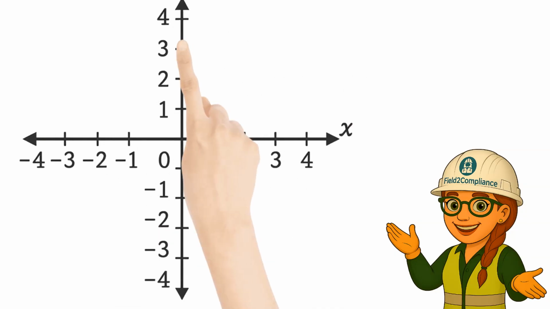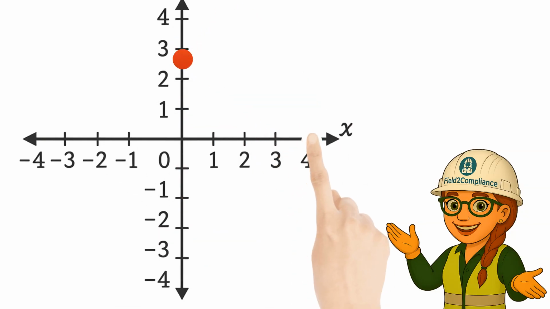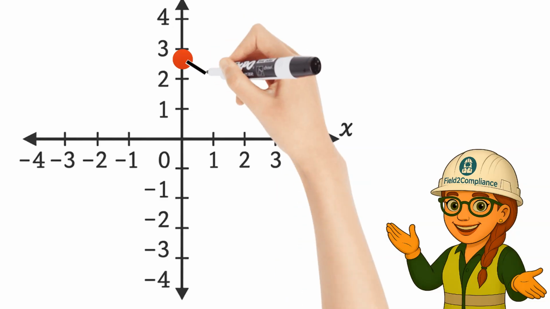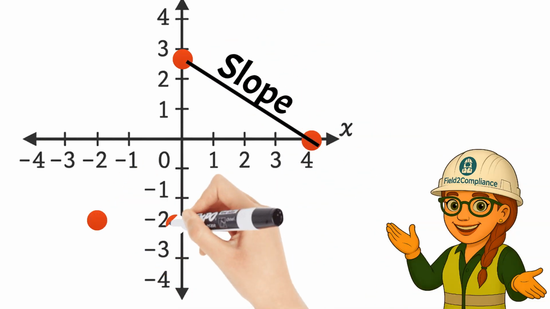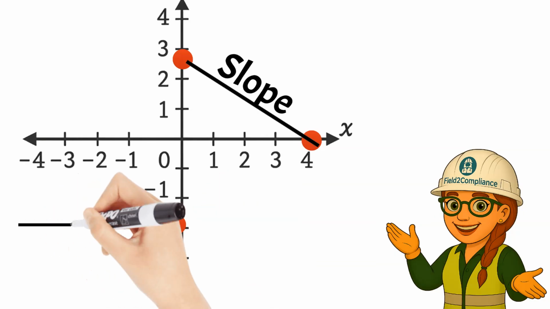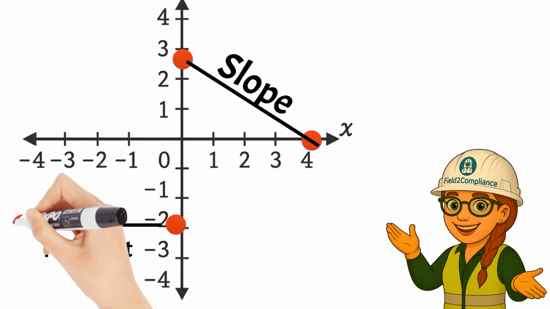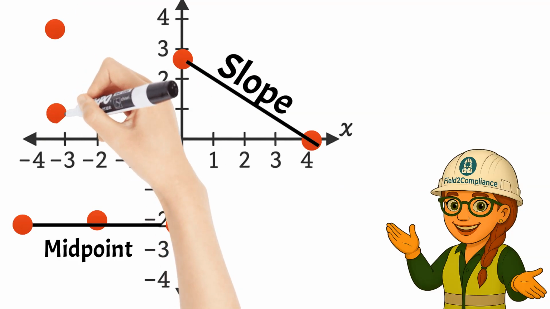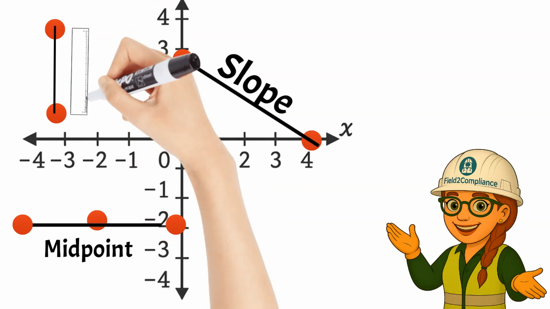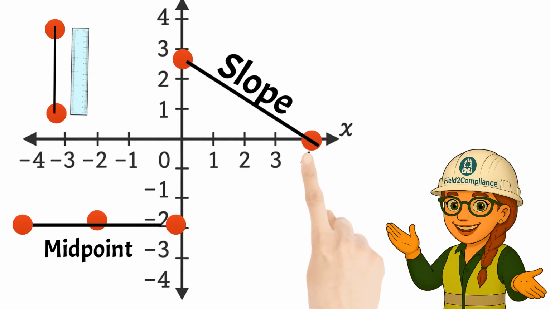So on the coordinate plane, we now know 3 key calculations. Slope tells us how steep a line is. Midpoint shows us the exact middle between 2 points. Distance measures how far apart those points are. Each one builds our understanding of lines and points, and together they give us a strong foundation for working with graphs.